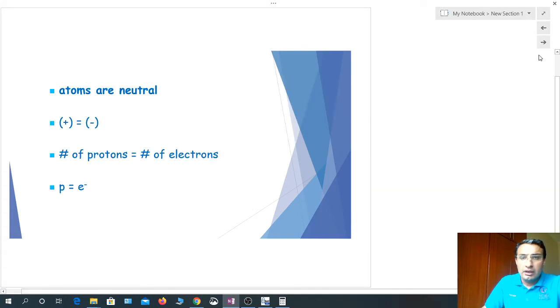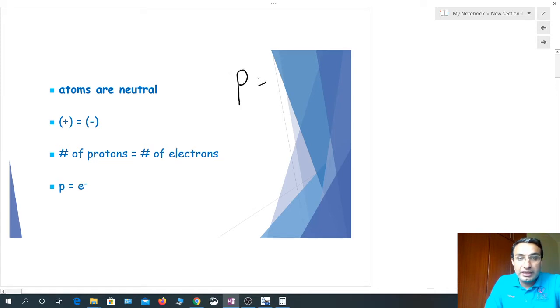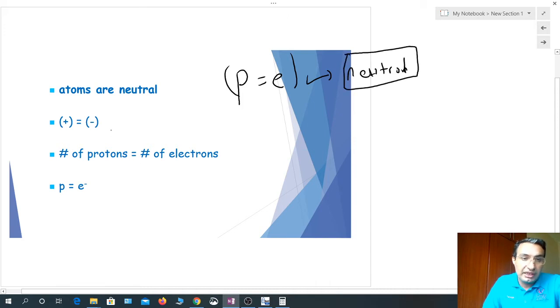So here we have another condition. It is very important. An atom is naturally neutral, okay? So when an atom is neutral, we must know that the number of protons is equal to the number of electrons. In which condition? When the atom is neutral. We shall not forget: the total number of positive charges is equal to the total number of negative charges, when the atom is neutral.